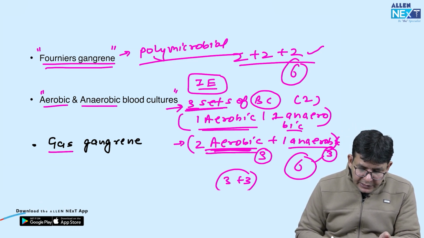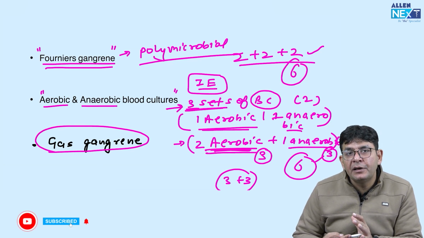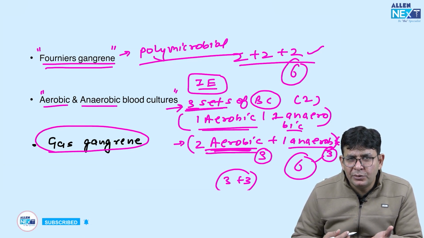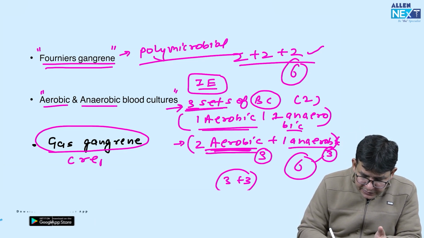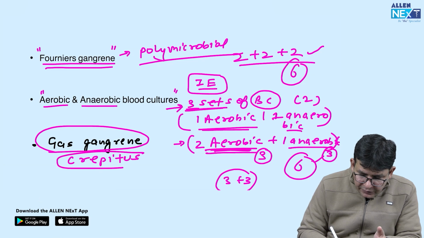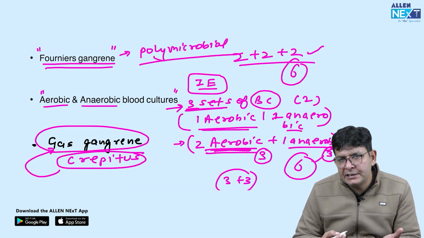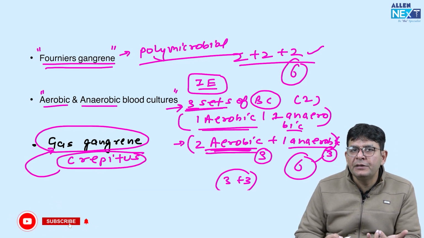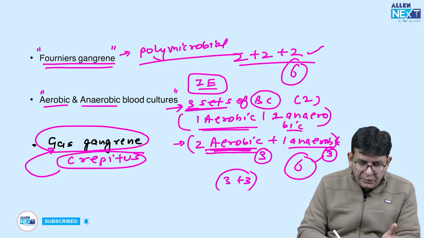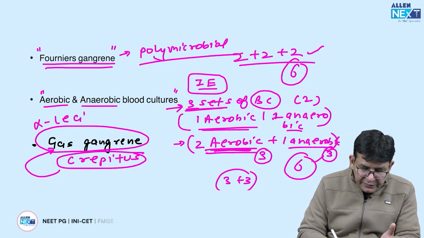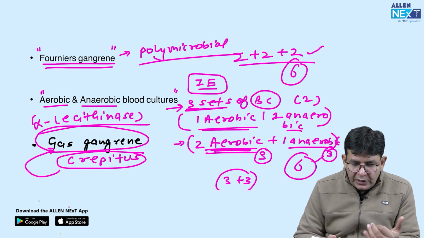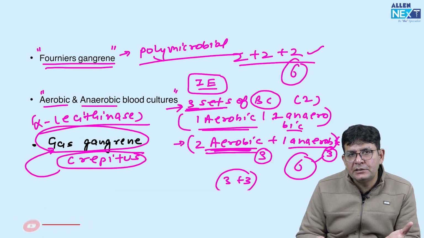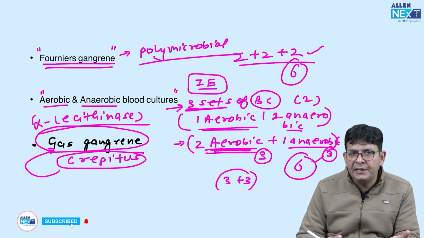Now, somebody told me, sir, there was a question regarding crepitus after a road accident or something else, and they said there was crepitus. If that was there, obviously you're talking about what? Gas gangrene. And which organism? Clostridium perfringens. Which particular enzyme does this very fast? That is alpha-lecithinase, also termed what, guys? Phospholipase.